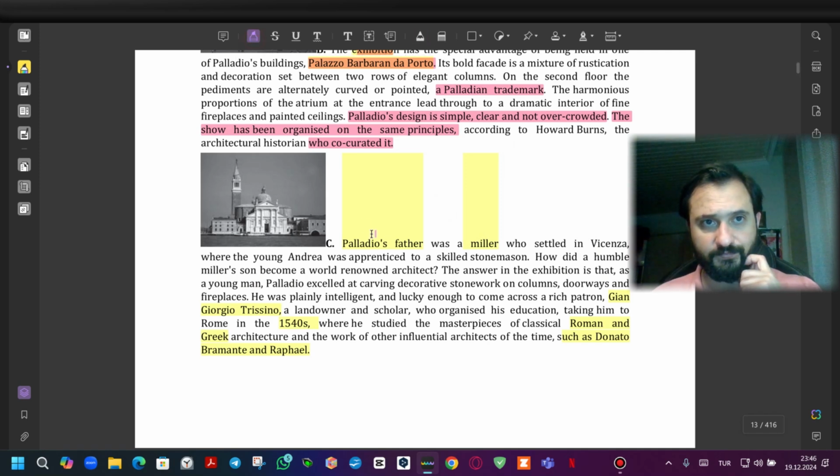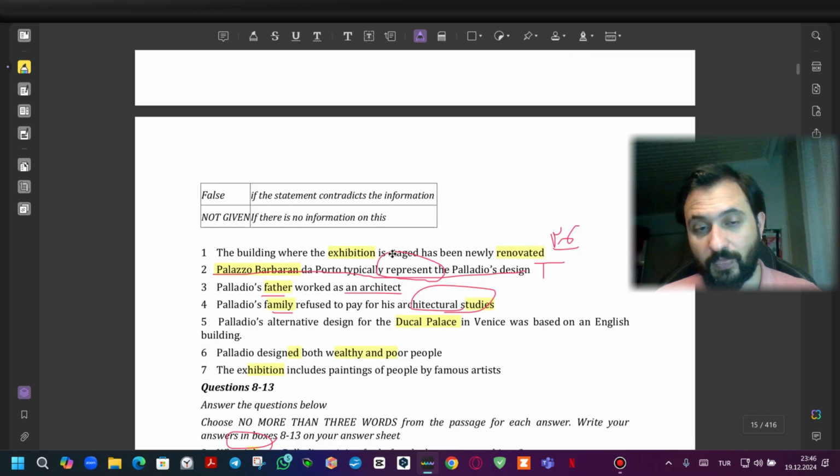Let's move on. Palladio's father. I found father was a miller. I found the answer. What is the answer? False. Why false? Palladio's father did not work as an architect. He worked as a miller.